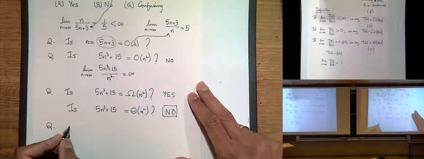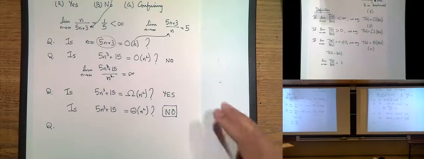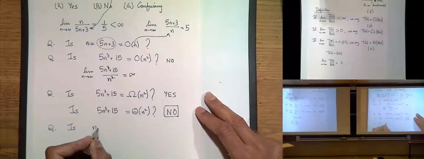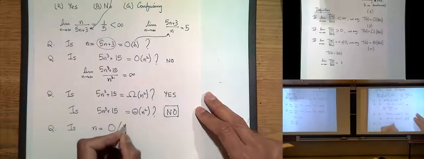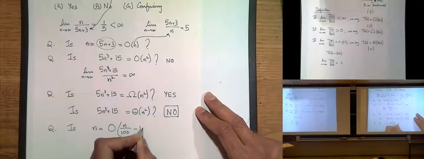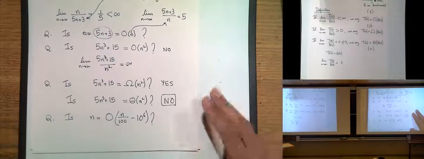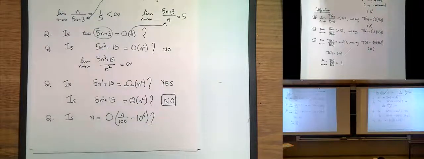We'll do one more easy one, and then we'll do some hard ones. Is n big O of n divided by 100 minus a million? Yes, so what is the answer? Okay, so people are still processing it. I'll wait, give you a few minutes.